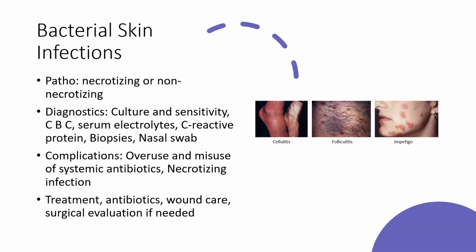All right, moving from hearing to integumentary. So we have bacterial skin infections. Most skin infections are gram-positive bacteria like Staphylococcus aureus or Streptococcus pyogenes. We also obviously have our MRSA, which is the methicillin-resistant Staphylococcus aureus, and this could be community-acquired or hospital-acquired. So we have necrotizing and non-necrotizing. With bacterial skin infections, we're going to talk about cellulitis.